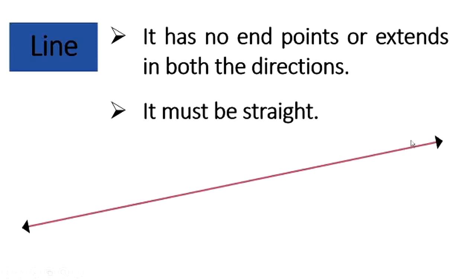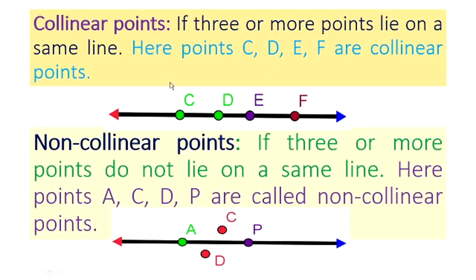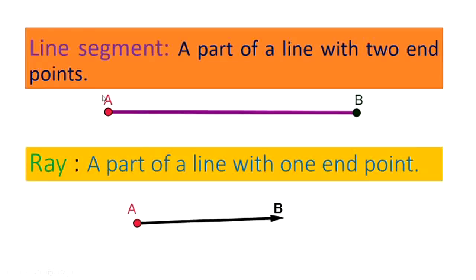It must be straight. Collinear points. 3 or more than 3 points that lie on the same line are called collinear points. Non-collinear points. 3 or more than 3 points which do not lie on a straight line are called non-collinear points. Line segment. A part of a line with 2 endpoints is called a line segment. Ray. A ray is a part of a line with 1 endpoint.